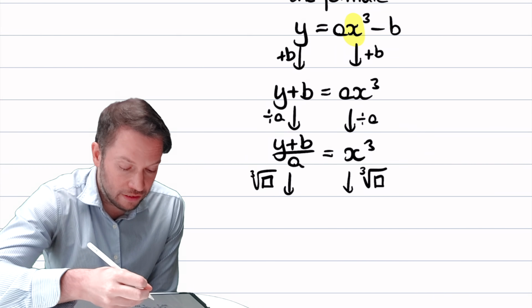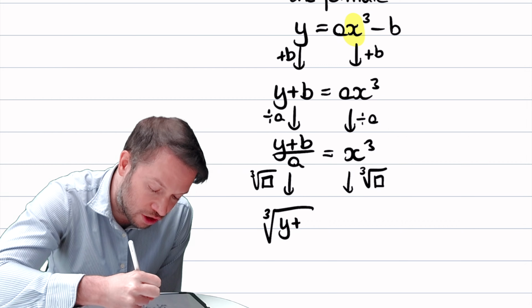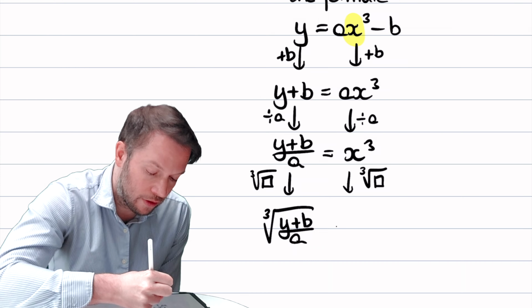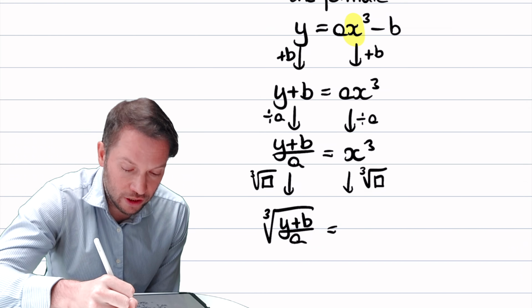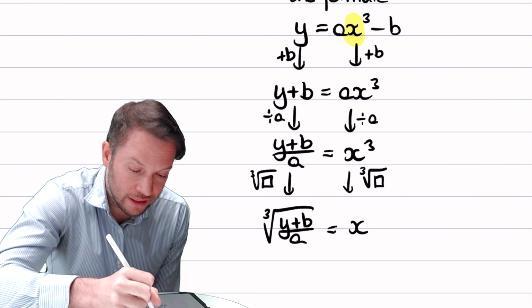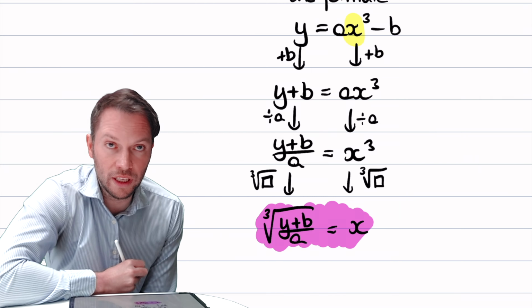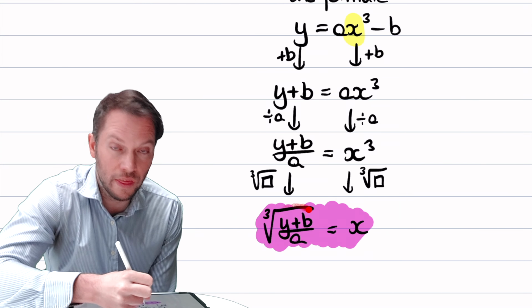Now, on the left-hand side, we just do the cube root of that whole fraction, making sure that the root symbol goes over the whole fraction. And on the right-hand side, the cube root cancels out the cubed, leaving just x. And that is the final answer, because we've now got x on its own on one side of the equation. You may want to put the x on the left-hand side, so you can say x equals that if you wish.